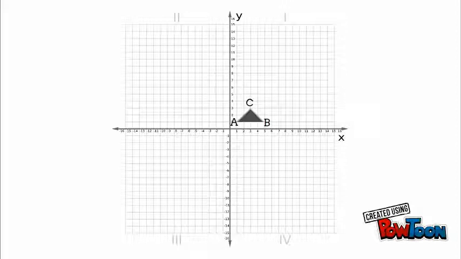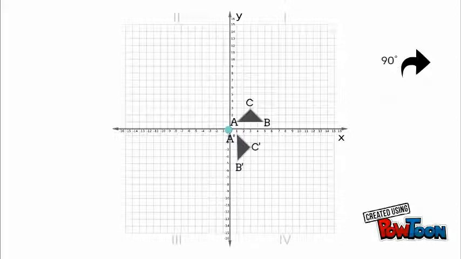With the triangle reset, we will rotate it 90 degrees clockwise around point 0, 0. This puts A prime at 1, -1, B prime at 1, -5, and C prime at 3, -3.